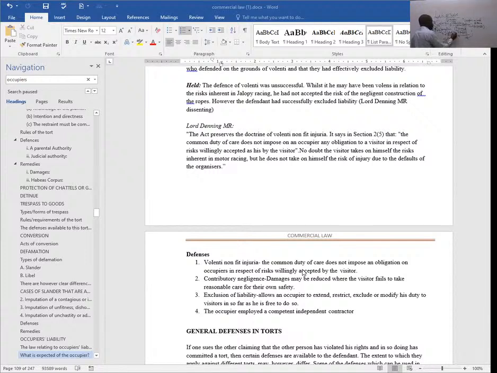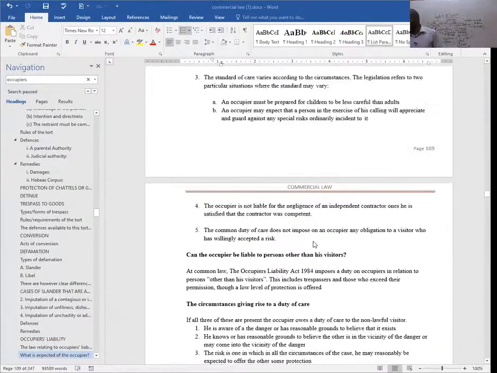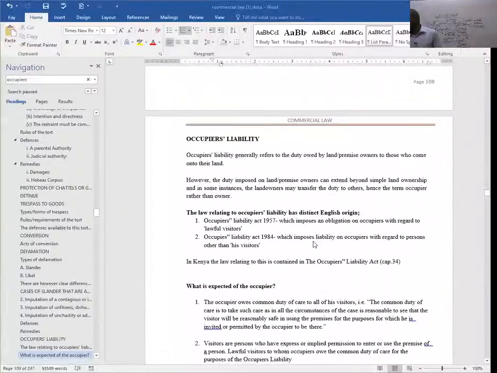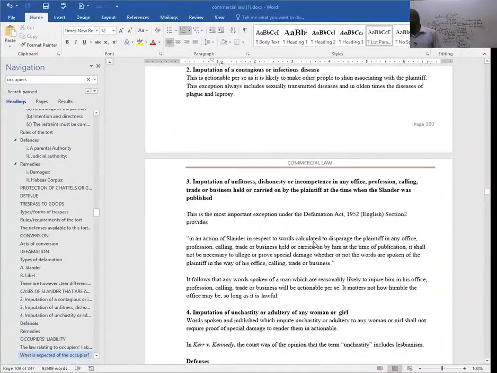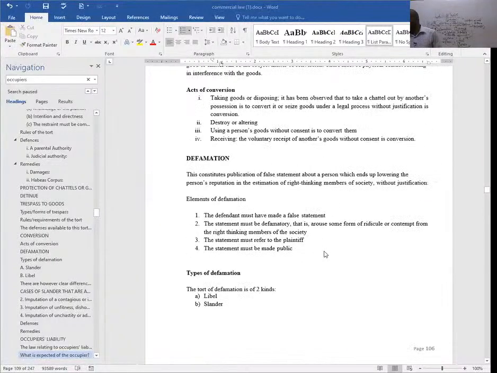Libel is defamation in permanent form, while slander is not in permanent form, but just by word of mouth. So when you talk about libel, we simply mean that this particular defamation came out maybe in a publication or in a printed form. It's in a permanent form. That is what we mean by libel.